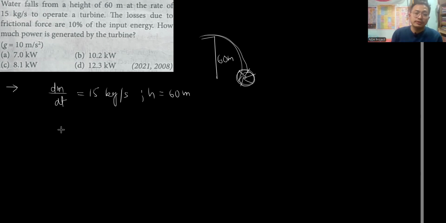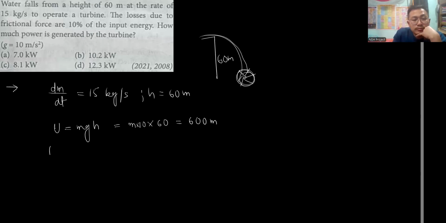Okay, so now what is the total energy? It is mgh. Let's say the total energy U is the potential energy, that is equal to m g h. Here mg is 15 kilograms per second, so let it be m. Taking g as 10 and the height as 60, we get 600 m.